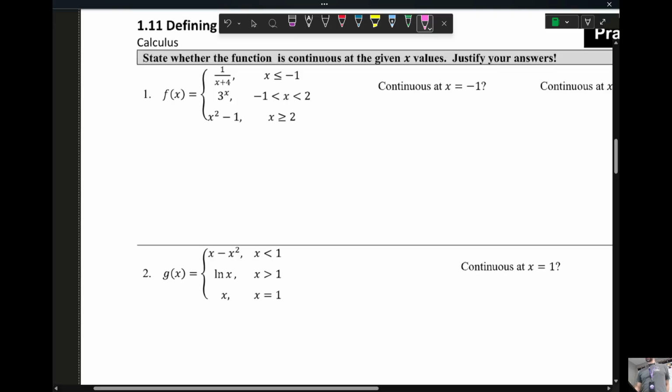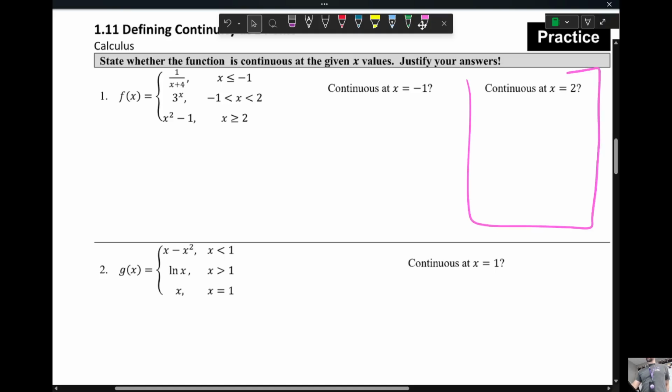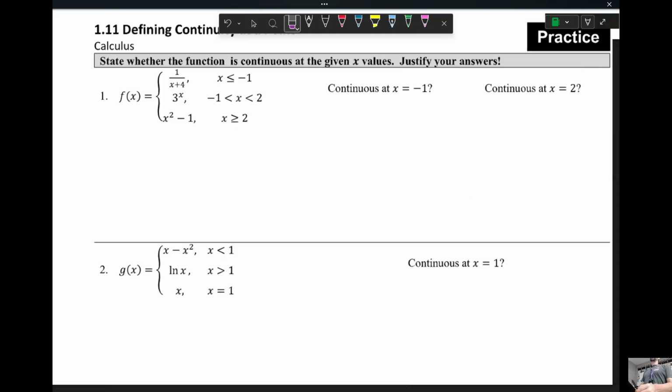So again, this one's kind of like 2 different questions, but this is also really great practice for piecewise functions. So if you don't feel real confident with those, hopefully you feel a little bit better about them after this.